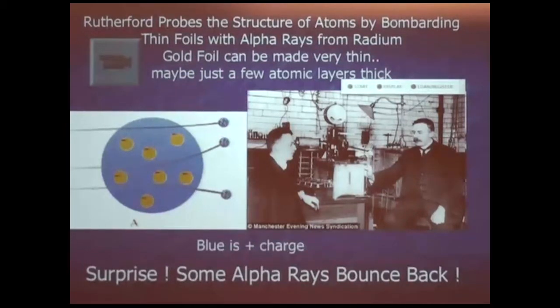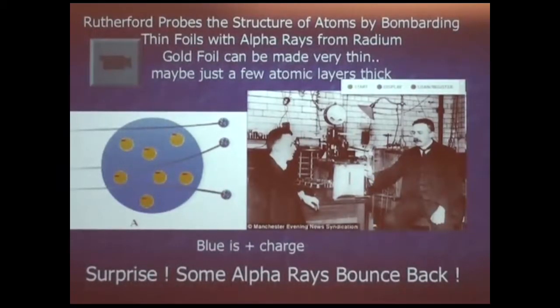If you want to know the structure of this watch, you could unscrew it and take it apart gear by gear. But he didn't have the tools to unscrew the atom and take it apart. So what he did was take a hammer and bang it, and the stuff that flew out gave him a hint of what was inside the atom. So these alpha particles are like hammers.